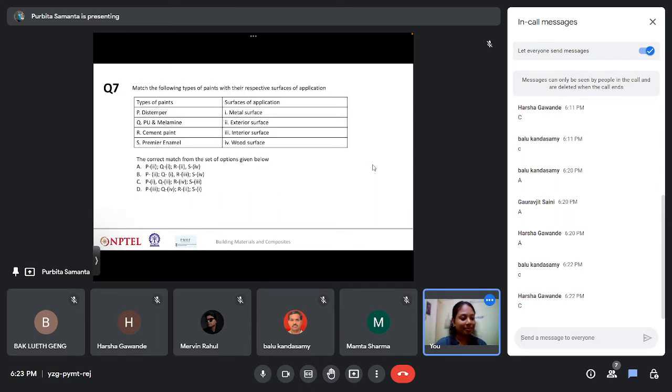Okay. Now coming to our seventh question. So what does this seventh question talk of? It says that there are different types of paints. There is distemper, there are PU and melamine, rather I have put it in one option, but they are two distinct types of paints. Then there are cement paint and primer enamel. And where are these particular paints applied? You will have to understand that.